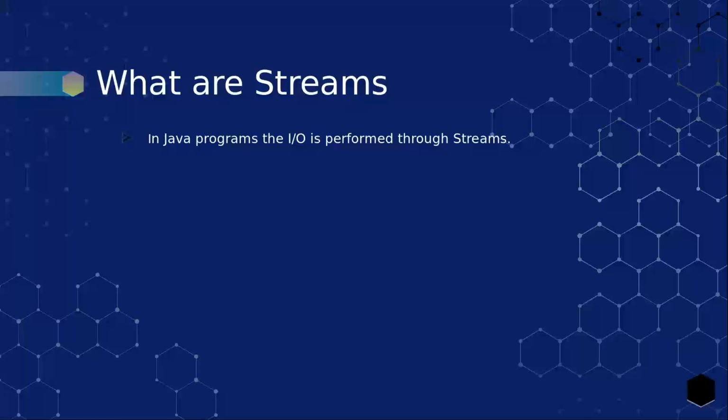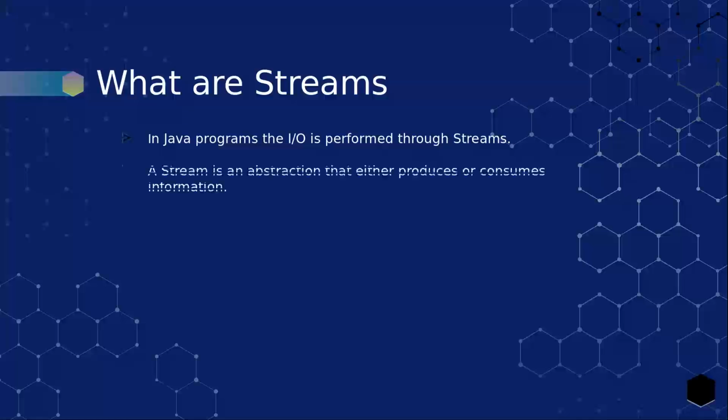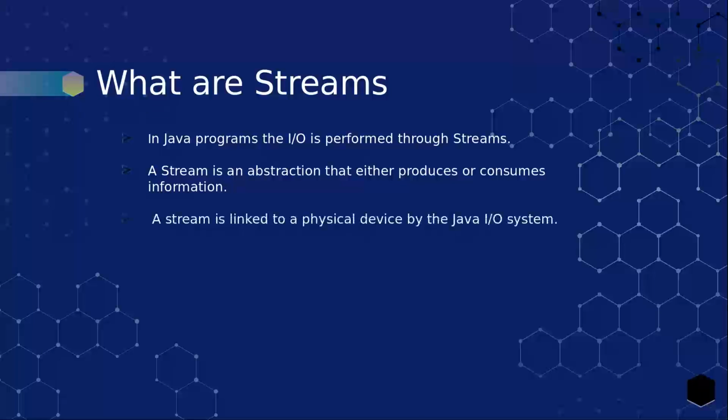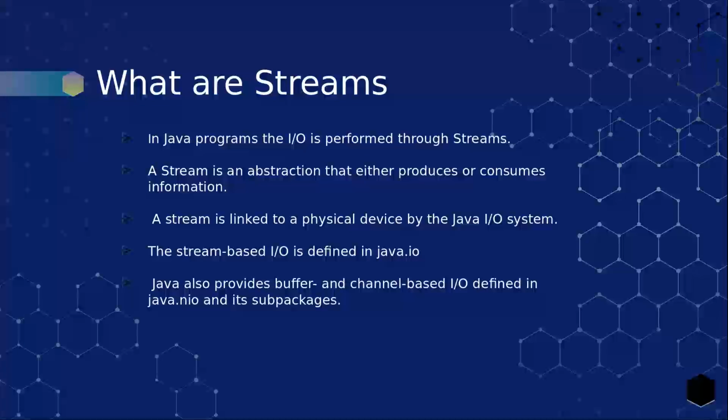In a Java program, the input and output is performed through streams. A stream is an abstraction that either produces or consumes information. A stream is linked to a physical device by the Java input output system. The stream based input output is defined in the java.io package, and Java also provides buffer and channel based input output defined in java.nio and its sub packages. So this is what we can speak about streams.